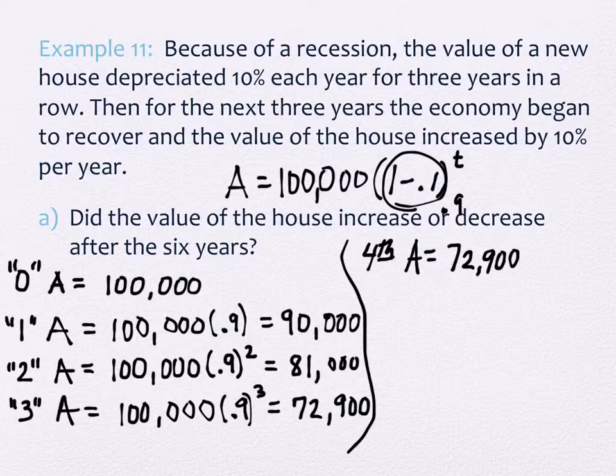It's not worth $100,000 now. It's starting at 72,900 when it starts going up, and it is increasing by 10% per year. So now I have 1.1 instead of 0.9, and we'll do this to the power of 1. Why did I put 1 there and not a 4? Yeah, I'm only in the first year of appreciation. It's the 4th year of owning the house, but only the first year of it going up by 10%.